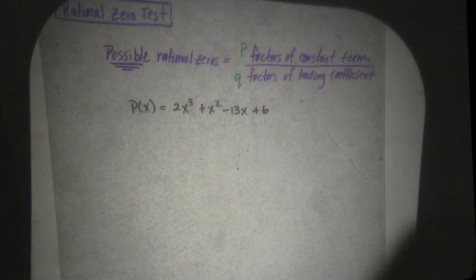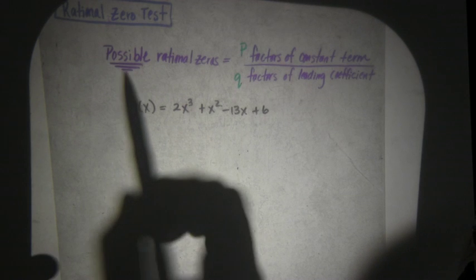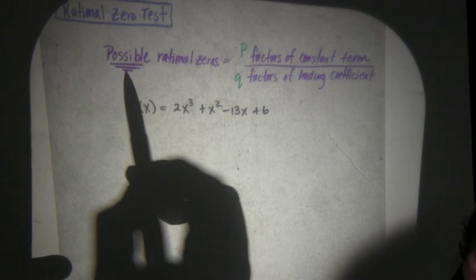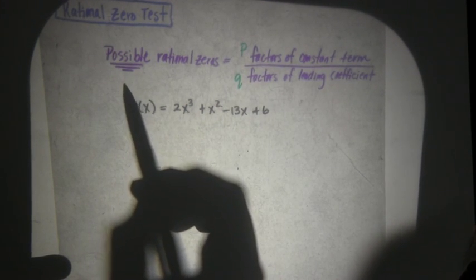The rational zero test is interesting because it does not tell us what the zeros are. It only tells us what the zeros could be. That's why it says possible here, underlined like a bunch of times. These are the possible rational zeros.